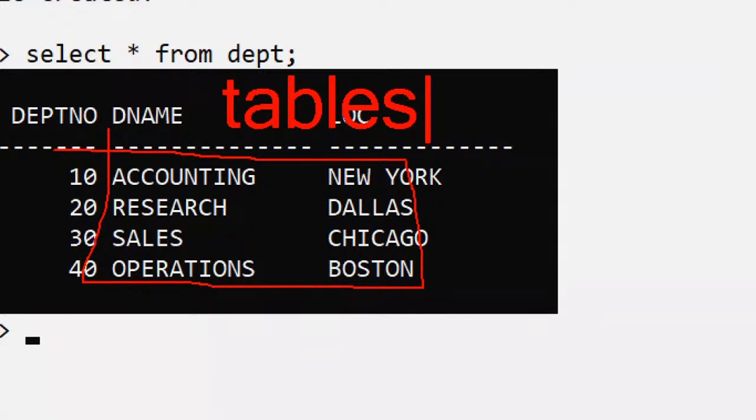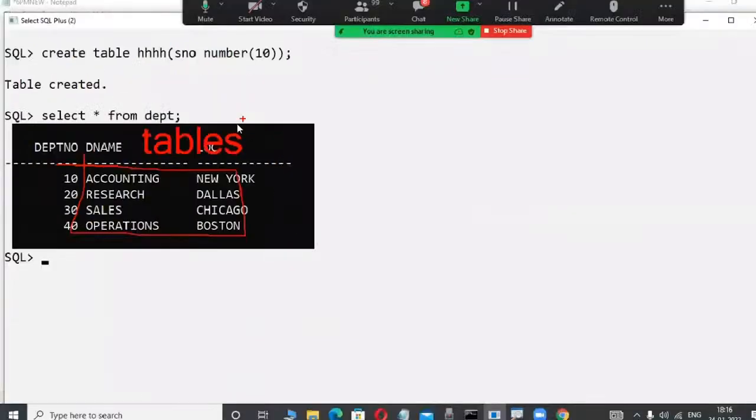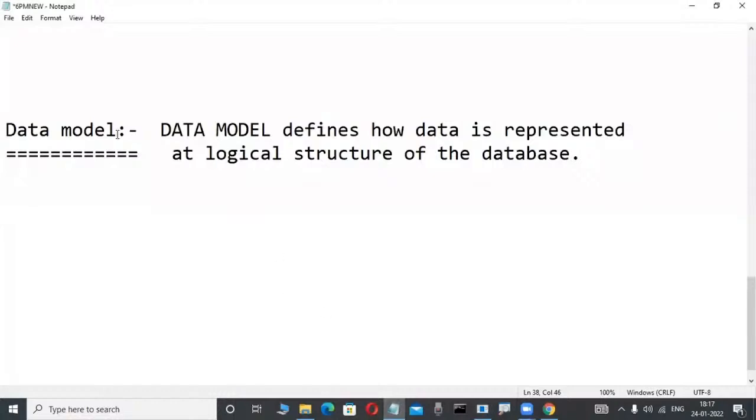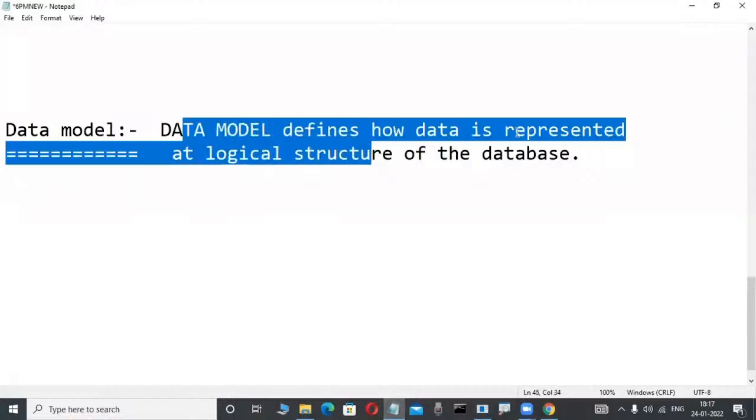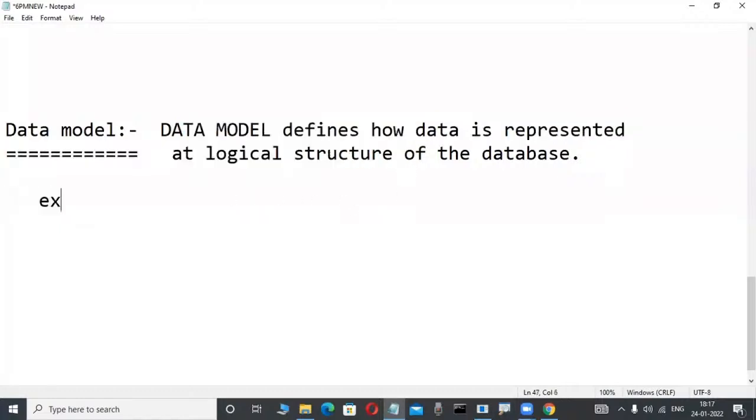Hierarchical data model, network data model, and some other data models were there. IMS software, IDMS software were there in those days. So now we have different software, IDMS, IMS, these types of software. But nowadays, observe here, a data model is nothing but it defines how data is represented in the logical structure of the database.